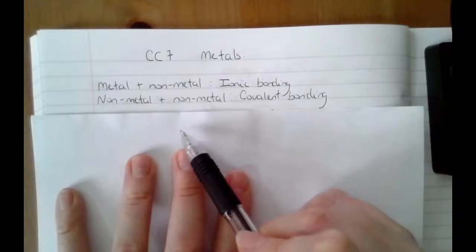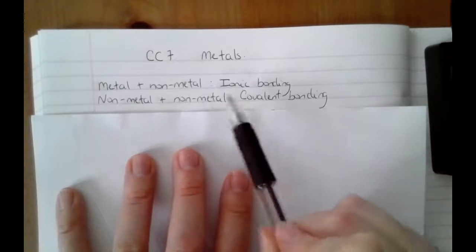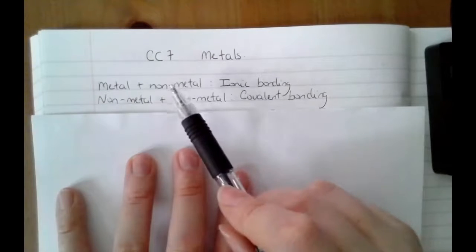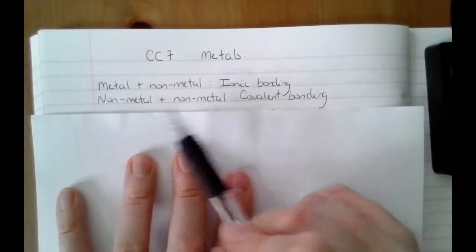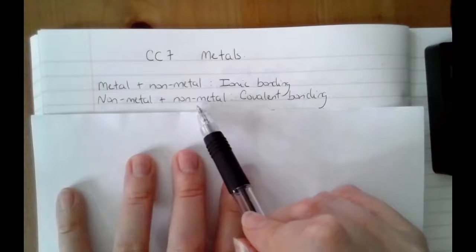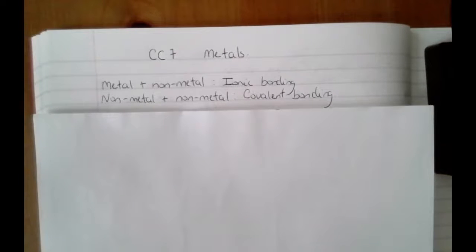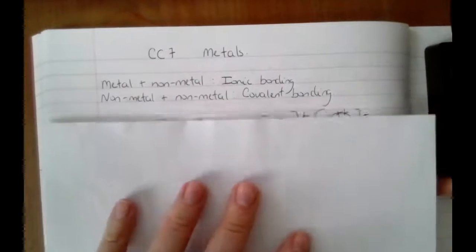And before we look at what metallic bonding is, we're just going to talk about what metallic bonding isn't, okay? The common misconception here is that if ionic is metal and non-metal, and covalent is non-metal and non-metal, then metallic must be metal and metal. So two different metals reacting together to form a metallic bond. And that is not the case. That is not what metallic bonding is. So we're just going to have a look at why.